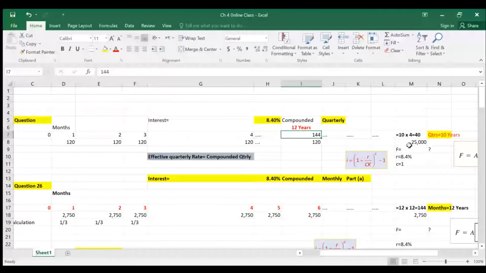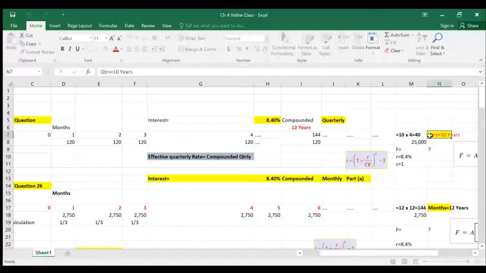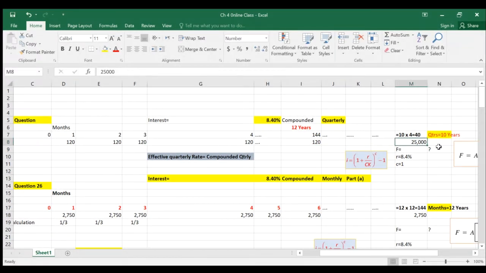But the question says, what is the value of this amount of money after 18 years? If you look at the question, first deposit 120 at the end of each month for the first 12 years. What is the value of this amount of money after 18 years? This is what the question says. And our interest rate is 12% compounded monthly.